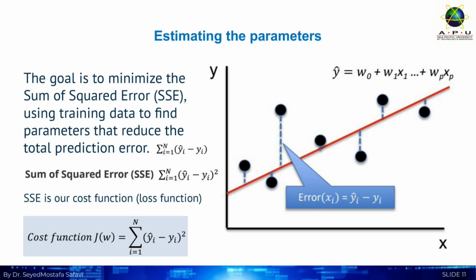The goal: the model constantly tweaks its parameters, the coefficients, to make the total SSE as small as possible. SSE is our cost function, or loss function, the number we are trying to minimize to make the model perfect.